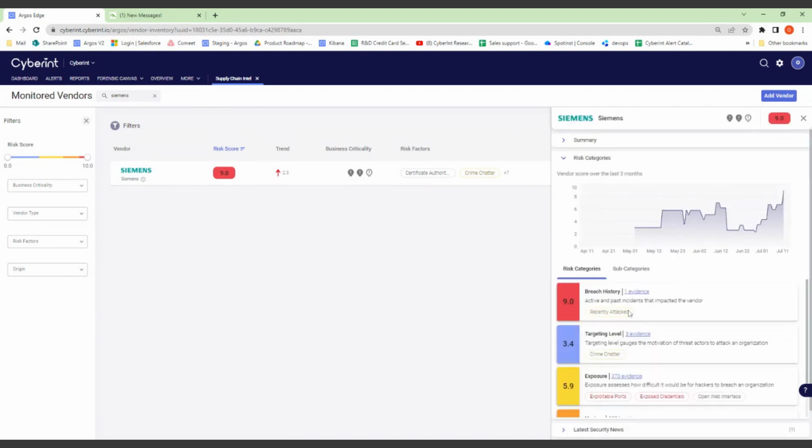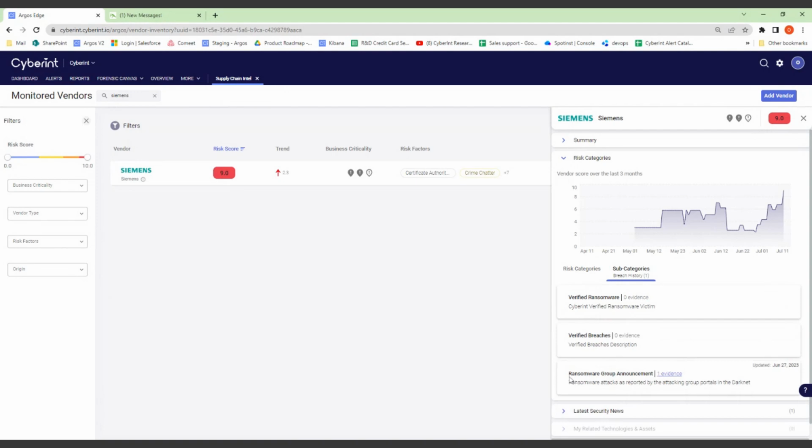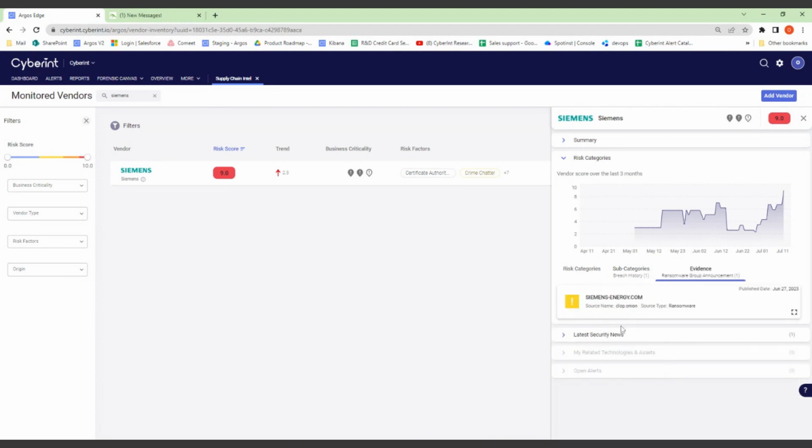If we look at Siemens, we can see there's one ransomware group announcement about Siemens. This is us tracking ransomware group announcements about who's been breached. You can see in this case, and this is specifically the Clop group, you may remember them from this presentation earlier, they launched the MOVEit attack. In this case, Siemens Energy was hurt by the MOVEit attack through the Clop group, and they announced it.